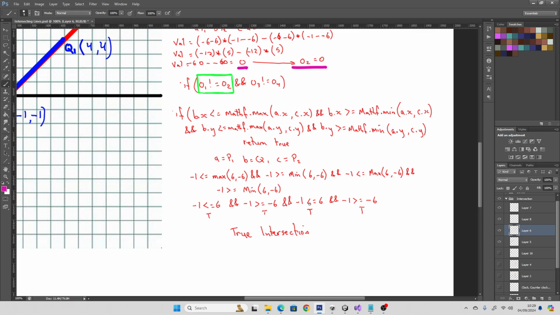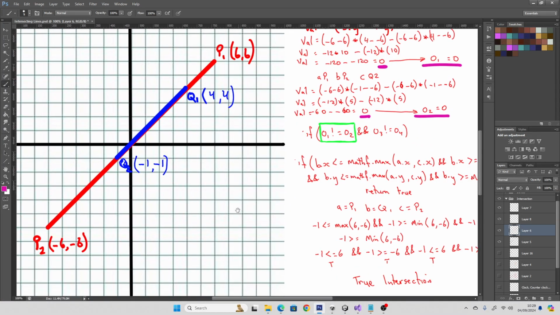Is negative one less than or equal to six? That's true. And is negative one greater than or equal to negative six? That's true. All of them are true, which means this is a true intersection.